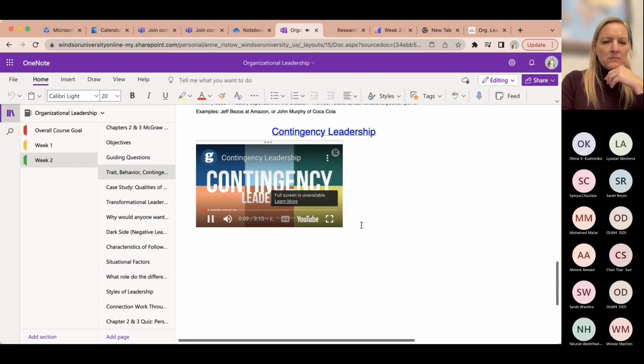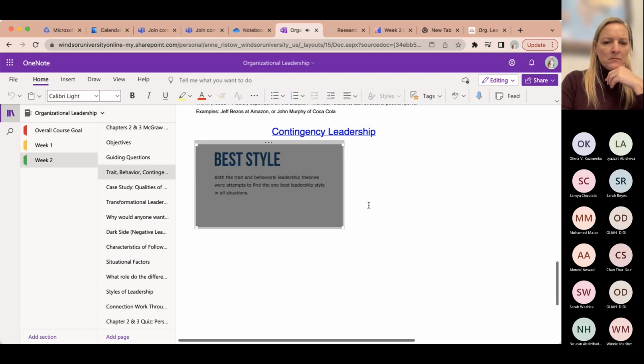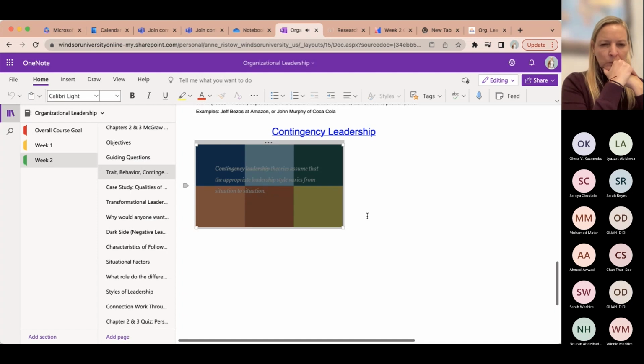Let's take a look at contingency leadership theories. Both the trait and behavioral leadership theories were attempts to find the one best leadership style in all situations. In the late 1960s, it became apparent that there's no one best leadership style for all situations. Contingency leadership theories assume that the appropriate leadership style varies from situation to situation. Contingency, also called situational leadership, is based on two-dimensional behaviors. The major difference is selecting the appropriate leadership style based on the person and the situational factors.